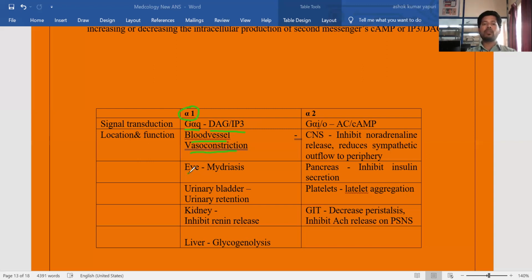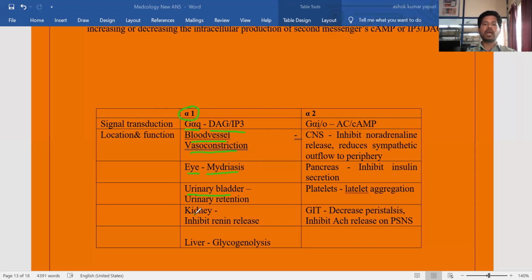The alpha 1 receptors are also present on the eye. Stimulation of alpha 1 receptors in the eye causes mydriasis, that is, dilation of the pupil because of contraction of the radial muscle. The alpha 1 receptors are also present on the urinary bladder. When alpha 1 receptors are stimulated on the urinary bladder, urination will be opposed and there is retention of the urine.